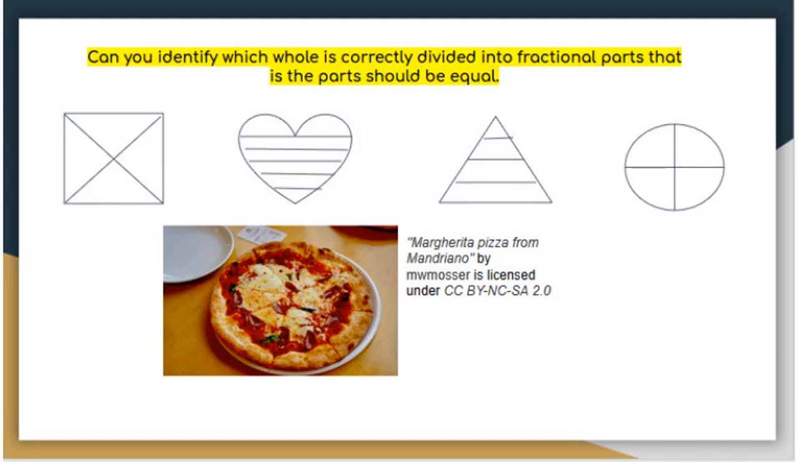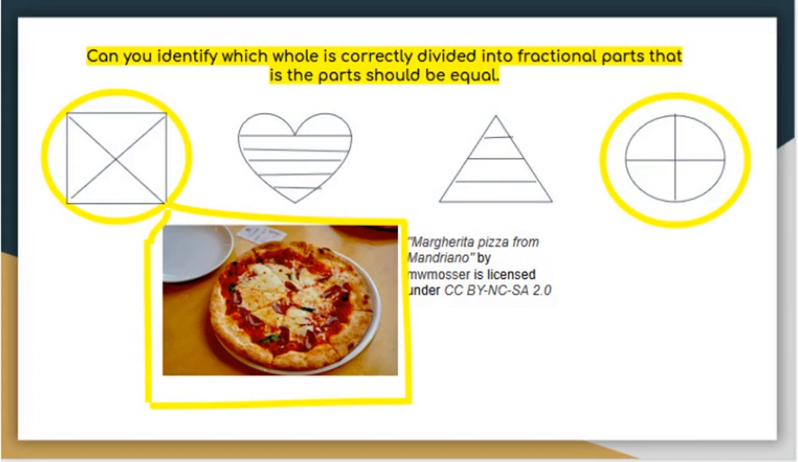In these figures, can you identify which whole is equally divided into fractional parts? That is, the parts should be equal. Well done, the square is divided into equal parts, also the circle is divided into equal parts, and guess what? The yummy looking pizza too is divided into equal pieces.